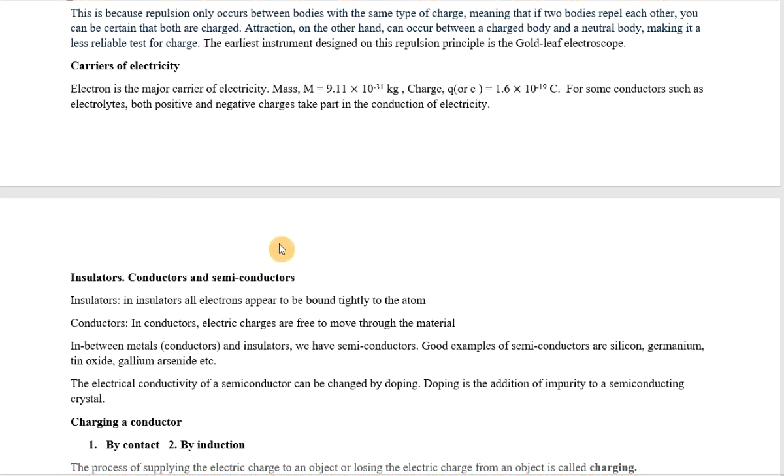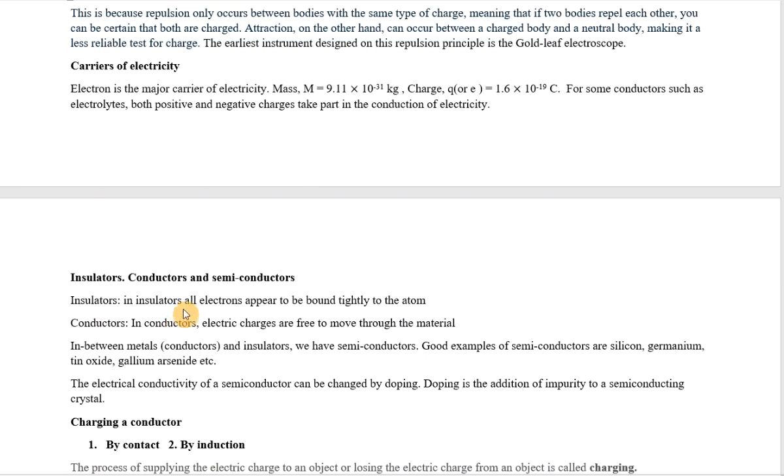The major carrier of electricity is the electron, and it has a mass of 9.11 times 10 to the power of minus 31 kilogram. So this is the mass of an electron, and this is the charge, 1.6 times 10 to the power of minus 19 coulomb. For conductors, however, such as electrolytes, both positive and negative charges take part in the conduction of electricity. So we look at insulators, conductors, and semiconductors.